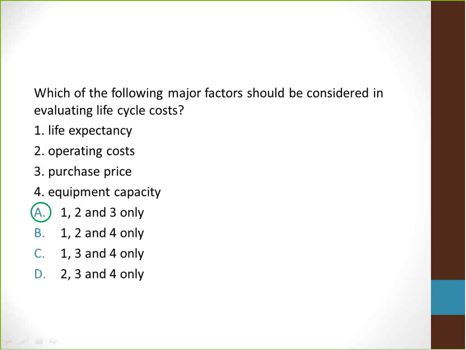Number 1 is true. Life expectancy is determined by the number of years of expected use. Number 2 is true. Operating costs are determined by the cost to operate over the life of use. Number 3 is true because purchase price is determined by replacement cost. Therefore, number 4 is false because equipment capacity is not relative to life cycle costs, meaning that answer A is the correct answer.